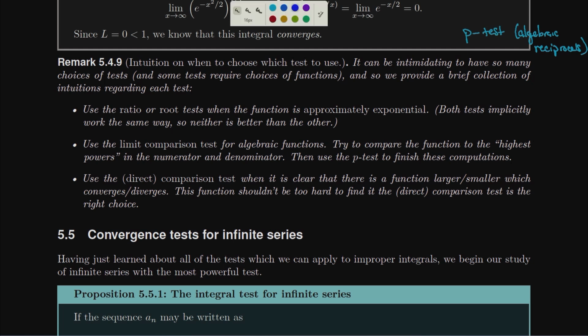But in terms of the rest of our tests, which are the ratio or root test, the limit comparison, and the direct comparison, the ratio and the root tests basically behave the same in most cases. If you can use one, you can use the other, and vice versa. So you can't go wrong between the two of them, whichever one you choose. But when do you want to choose them? You want to choose them when the function is approximately exponential.